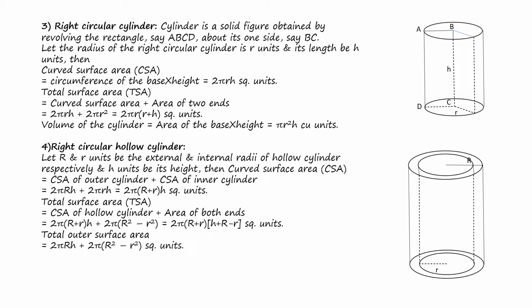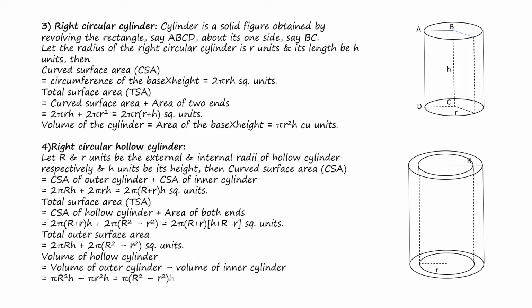Total outer surface area is 2πRh + 2π(R² − r²) square units. And the volume of the hollow cylinder is the volume of the outer cylinder minus the volume of the inner cylinder, or it is πR²h − πr²h, or we can write it as π(R² − r²)h cubic units.